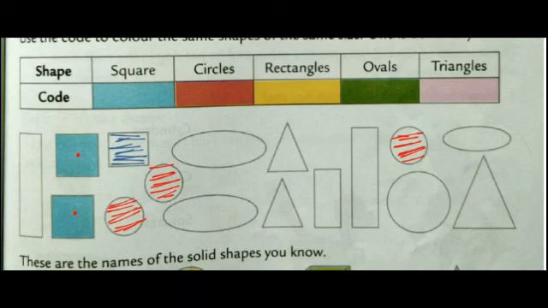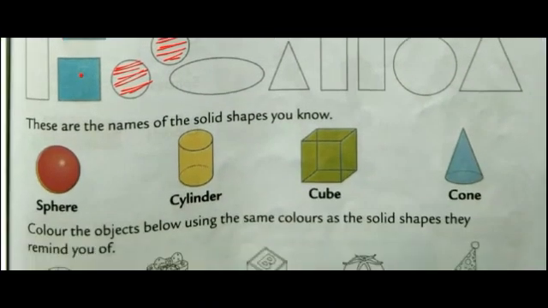So now the next is rectangle, which you have to color with yellow, ovals with green color, and triangles with pink color. So I would like you all to try this yourself as homework. Okay, moving on to the next question.